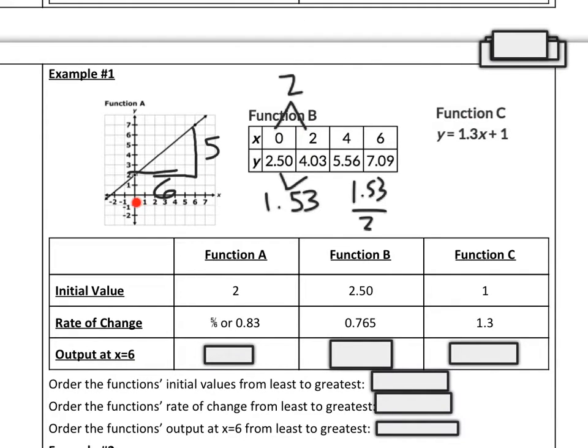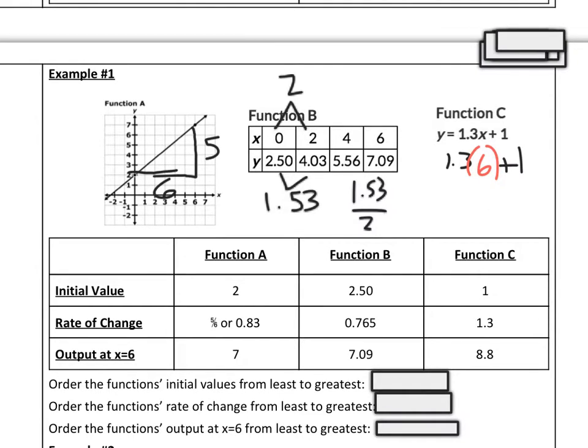Okay, function A, when we go to the input of 6, our output value is 7. We have that point, (6, 7). Looking at our table, we can go to our input side to 6, and the y that goes with that is 7.09. And our function over here, y equals 1.3x plus 1, we need to put in the x value of 6, so that's going to be 1.3 times 6 plus 1, and if we multiply and add those out, you should have got 8.8.